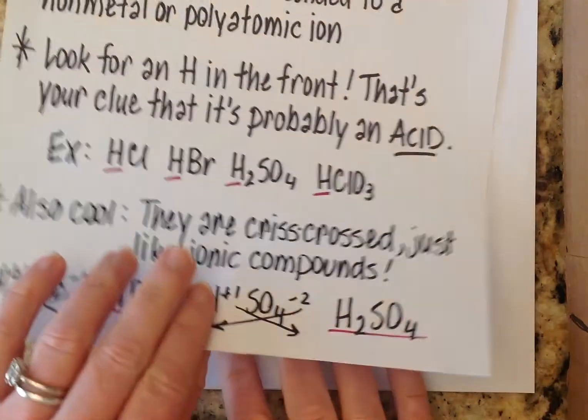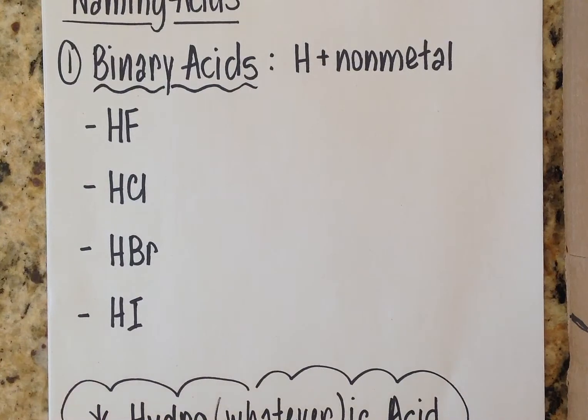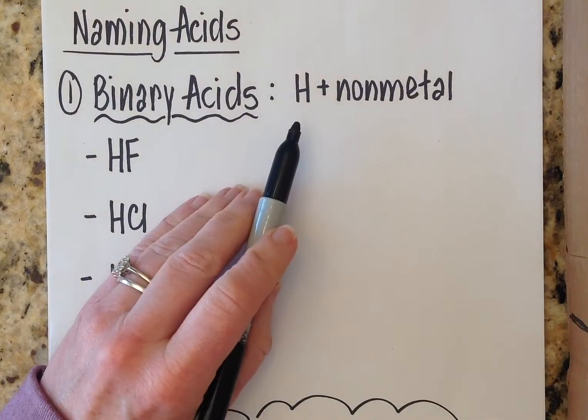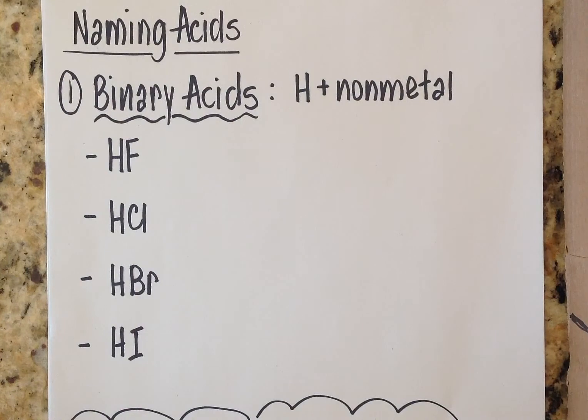So I'm going to teach you first how to look at an acid formula and how to name it. And there are 2 types of acids that we are going to look at today. And the first type of acid is called a binary acid. A binary acid is simply the hydronium ion crisscrossed with a non-metal.